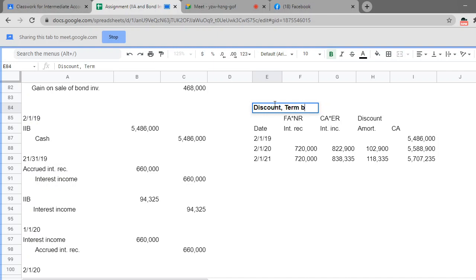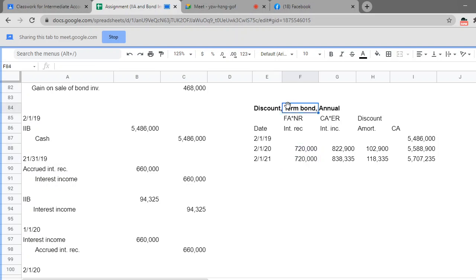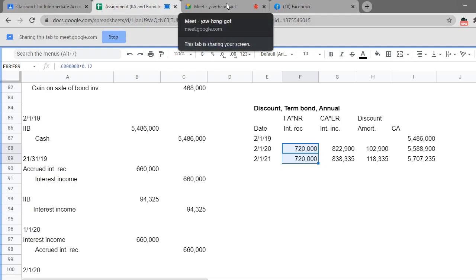This is term bond, right? And this is annual gihapon. Kaya lang, hindi siya December 31. So, tan-aw na mo kaning column, pirmi na siya 720. Therefore, kung term bond diay ta, ang atong interest received column is constant. Kindly take note of that. Kung term bond siya, ang kaning interest received nga column, constant yan. Always yan the same every year.